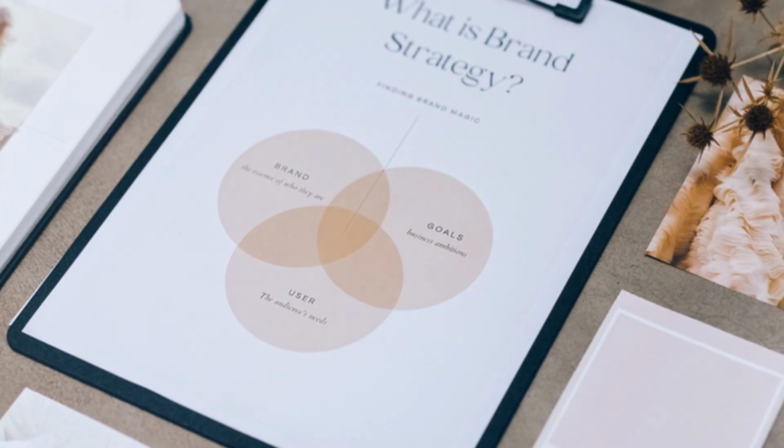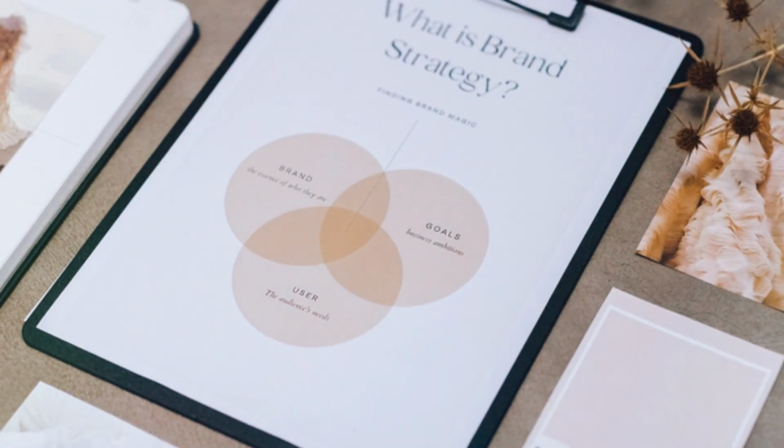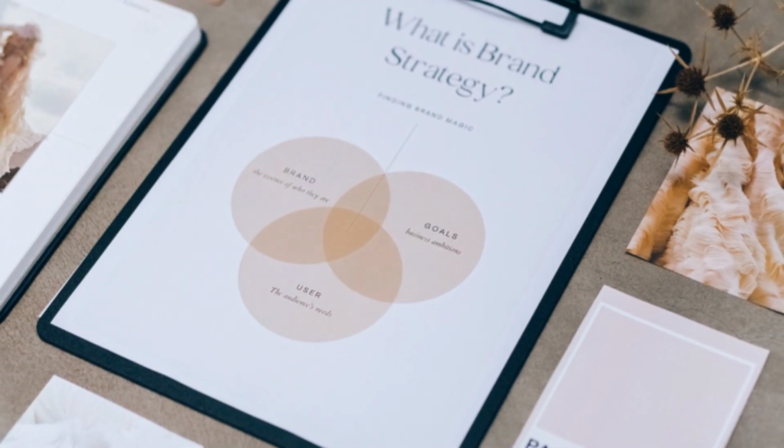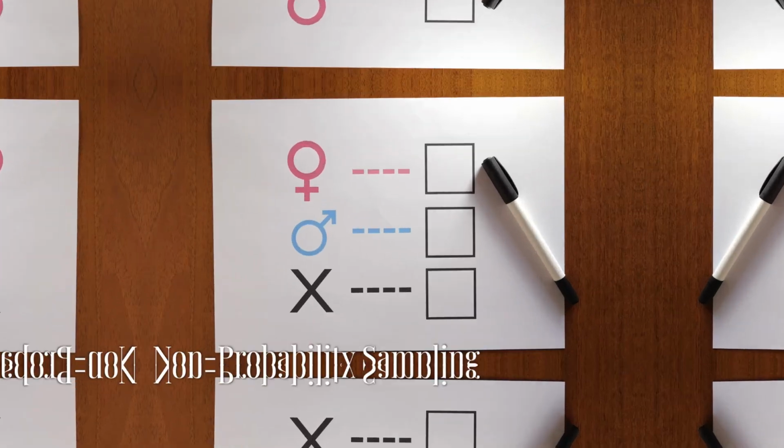Cluster sampling. In cluster sampling, the population is divided into clusters, usually based on geography, and a random sample of these clusters is chosen. All members of the selected clusters are then included in the study.